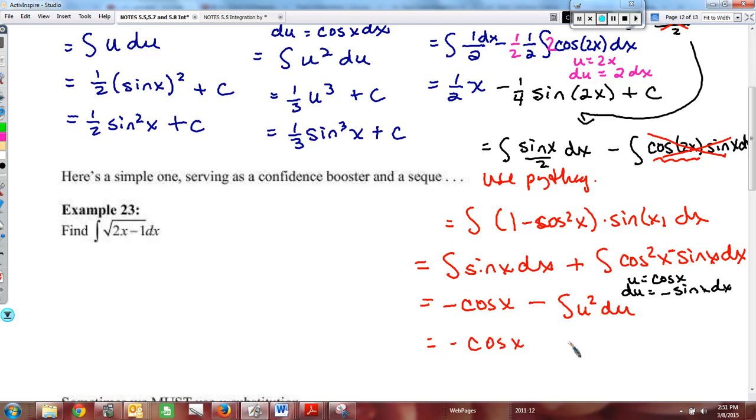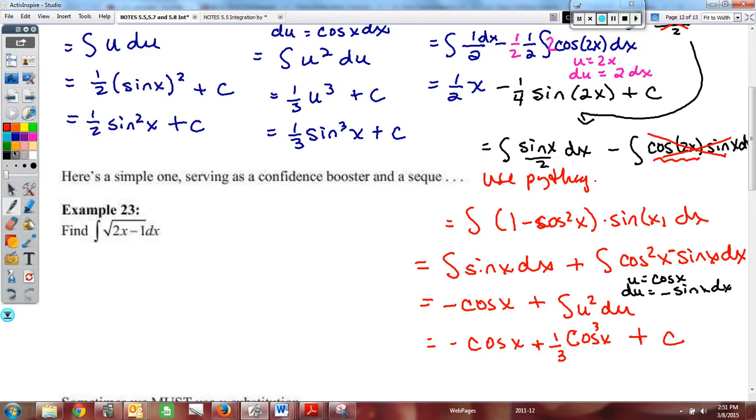And then we integrate this, so we end up with our u, cosine of x cubed, divided by 3, 1/3, plus c. And so that shows you a couple of examples of using your trig identities. Look for Pythagorean, look for a power reducing identity in order to attempt to make the integration.